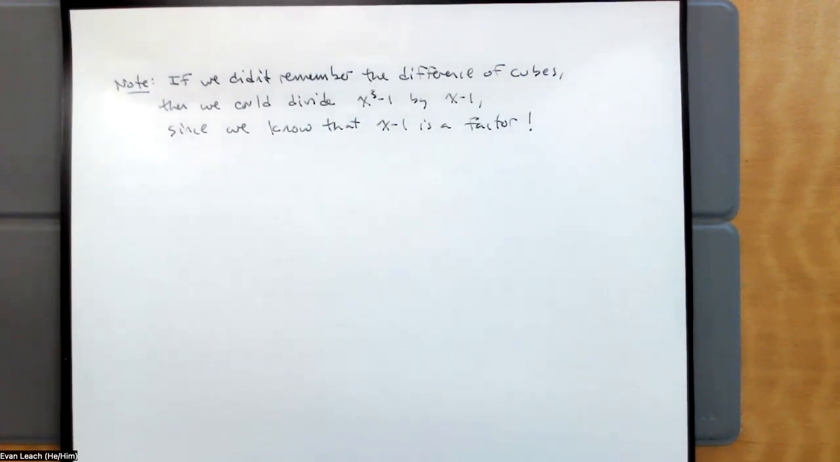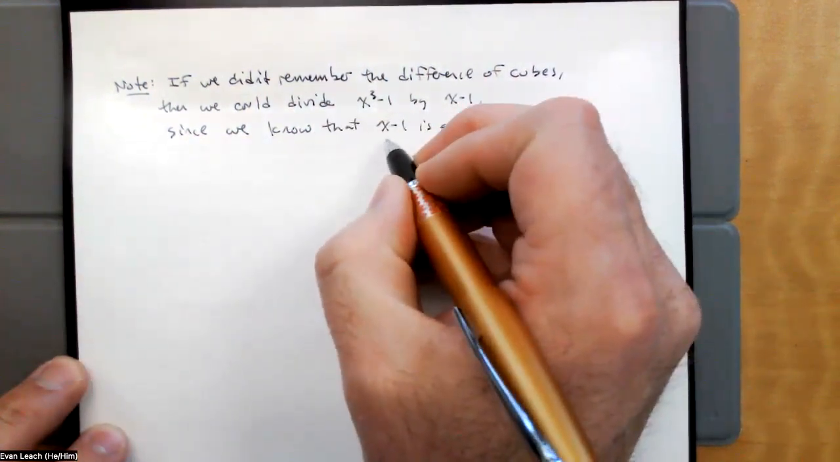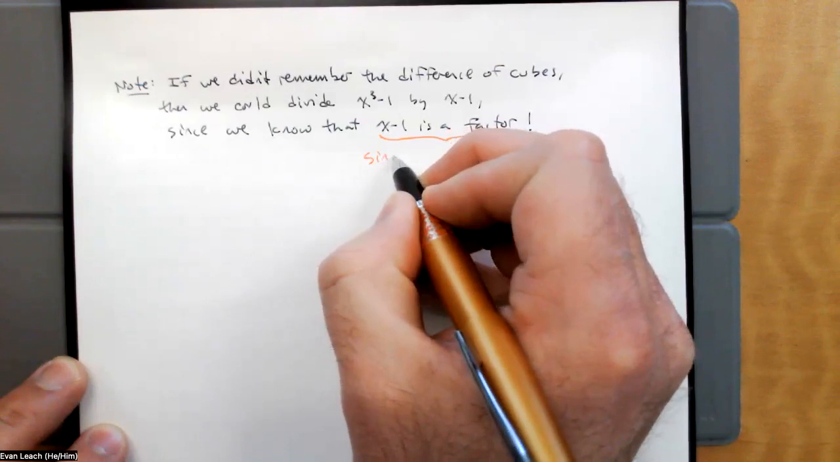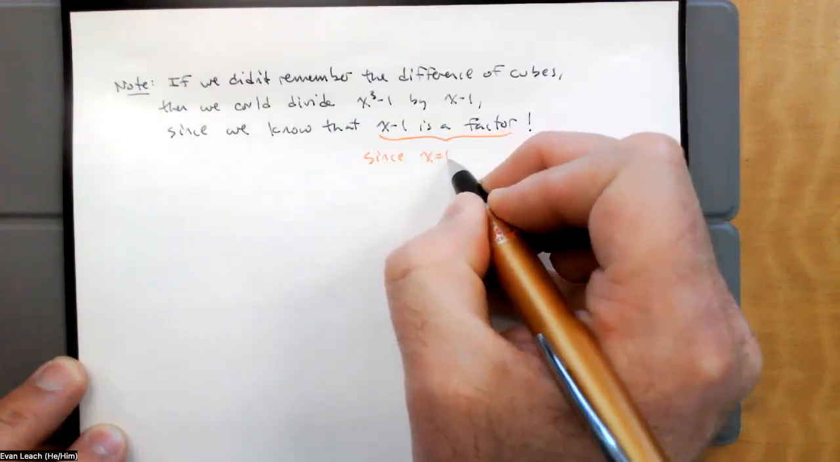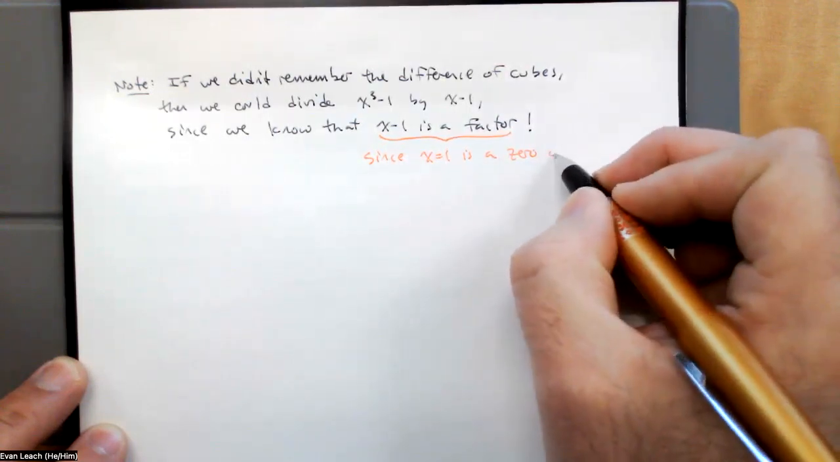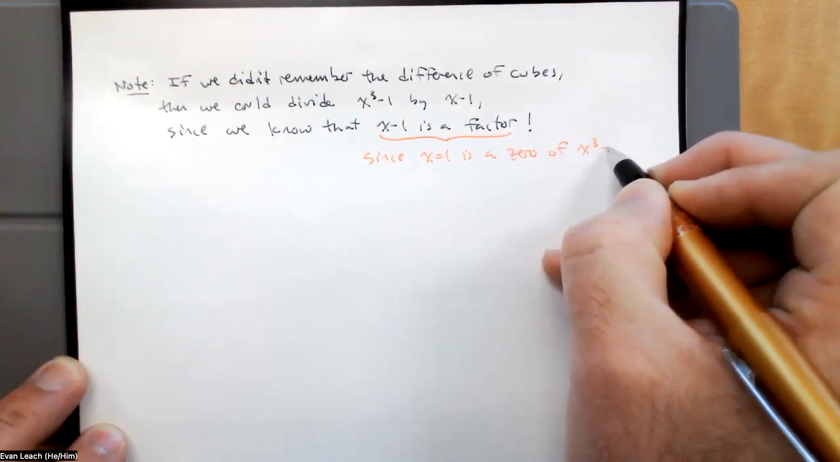If we didn't remember the difference of cubes, then we could divide the x cubed minus 1 by x minus 1 because we know that x minus 1 is a factor. We know that because we know that x equals 1 is a solution. Well, I should say 0 of x cubed minus 1.